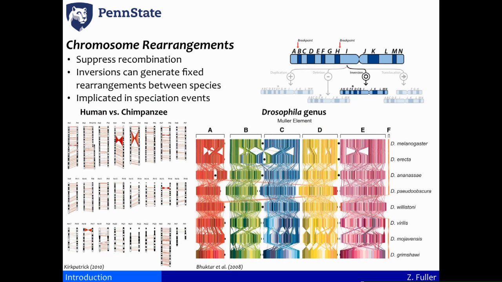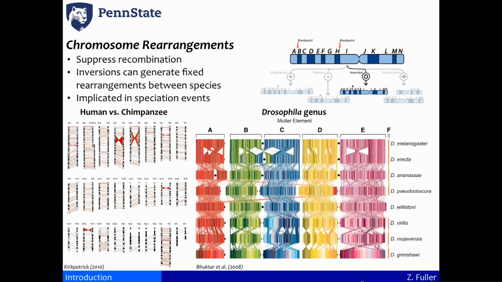So a type of structural variation that can modify this level of recombination are rearrangements or inversions. So inversions occur when there's two double-stranded breakpoints and the resulting fragment of chromosome gets reinserted end-to-end in reverse orientation. So inversions have generated a number of fixed rearrangements between species. So for instance, between humans and chimps, indicated by these red lines here.